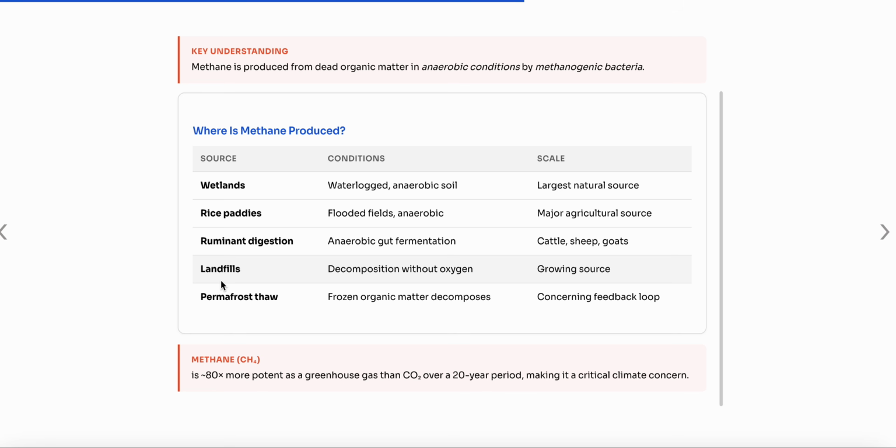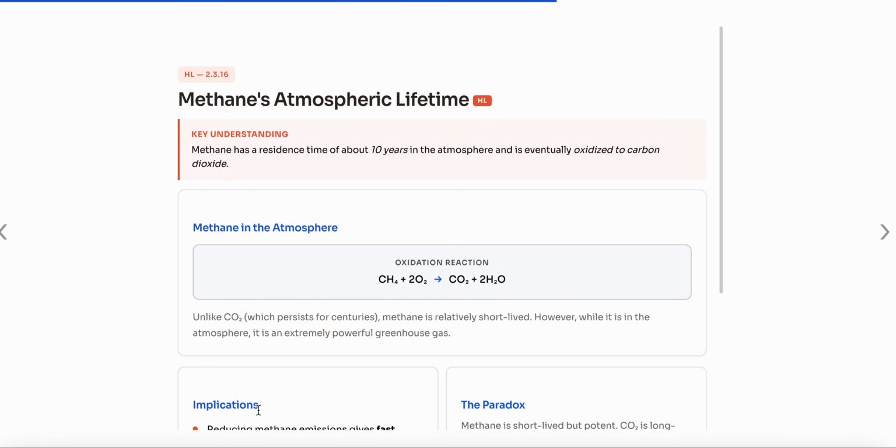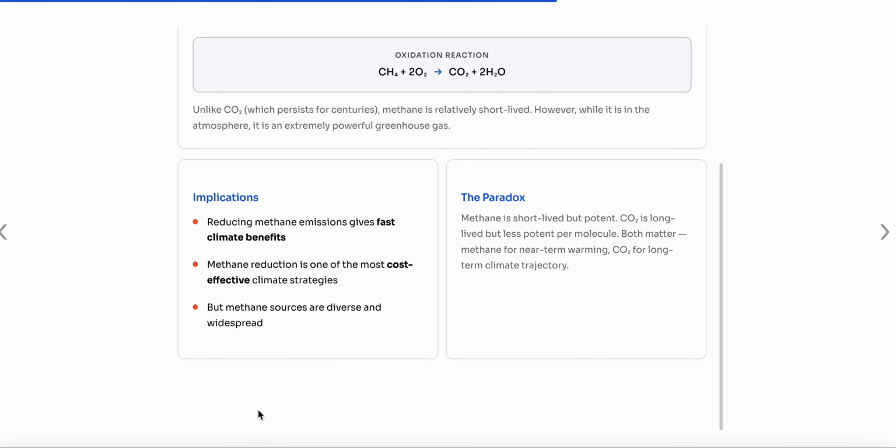Landfills are again responsible for methane release. Permafrost. So what is permafrost? It's frozen soil. When the temperature increases and it melts, it will release the greenhouse gases which were stored in that area for a very long time. When temperature rises, the permafrost melts and releases the trapped gases into the atmosphere, which further increases the temperature. So that's a kind of positive feedback loop. And methane is even more potent compared to carbon dioxide, because methane remains in the atmosphere for a longer period of time.